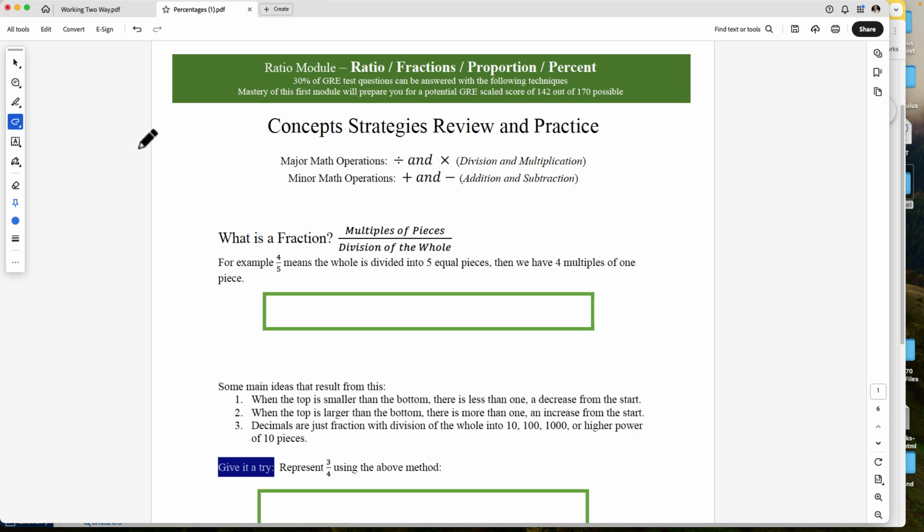So here we are. Okay, so concepts and strategies. We're going to look at division, multiplication, addition, and subtraction. So what is a fraction? It's the number of pieces divided by how many we divided the whole into. So 4/5 is telling us that we're going to divide this piece into 5 equal pieces, and then we're going to take or have 4 of them.